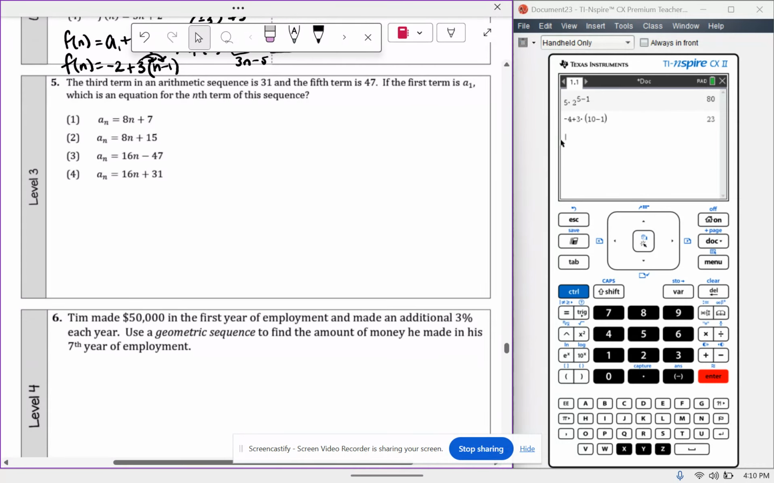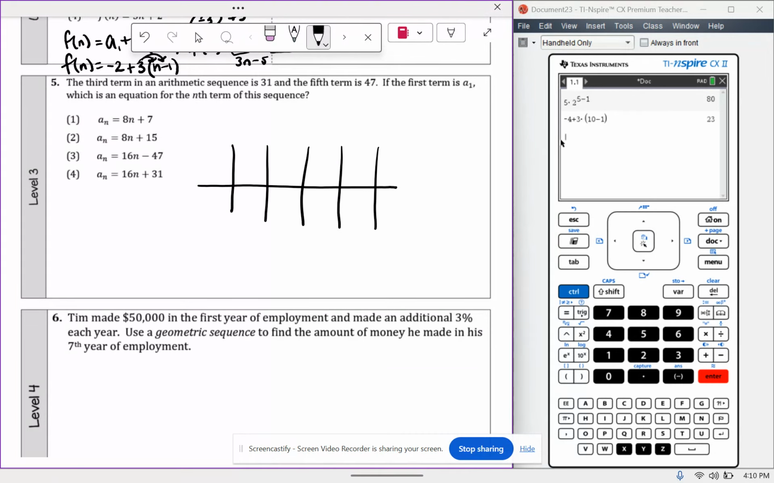Question 5. The third term in an arithmetic sequence is 31. And the fifth term is 47. If the first term is a sub 1, which is an equation for the nth term of this sequence? That means just write the equation. Okay, well, we've got to figure out what the common difference is. This is arithmetic, so it's a common difference, right? I'm going to do the change in y over the change in x.